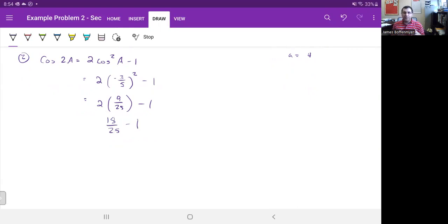Now we get to add and subtract fractions. So 18/25 minus 1, which is 18/25 minus 25/25. Remember, least common denominator. That would get us -7/25 for our final answer for the double angle cosine identity. Okay.